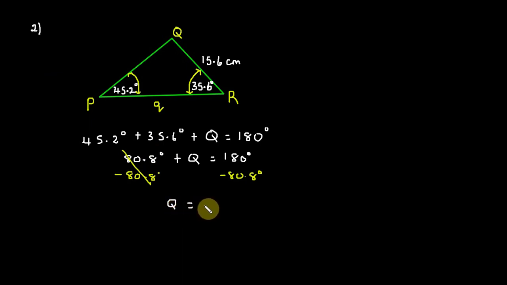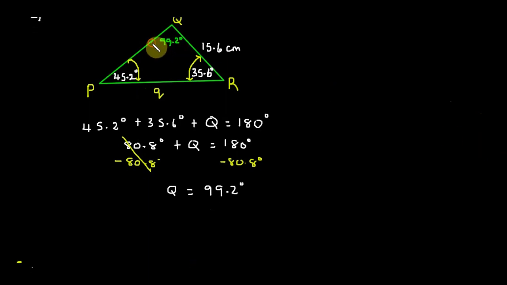And 180 minus 80.8 is equal to 99.2 degrees. Guess what? Angle Q is equal to 99.2 degrees. So we have a reason to rejoice. Why? Because we are asked to find side Q.